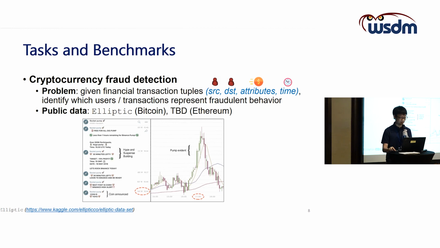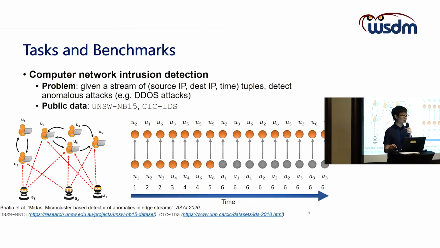Okay, so there are also other types of attacks that we would like to detect using these temporal graph patterns. One is the case of computer network intrusion detection. Here the problem is that we are given a stream of source IP, destination IP, and time tuples. Usually they represent users who are forming connections to, such as, a server or something like that. Our goal is to detect various kinds of attacks, such as DDoS attacks or various kinds of intrusions.